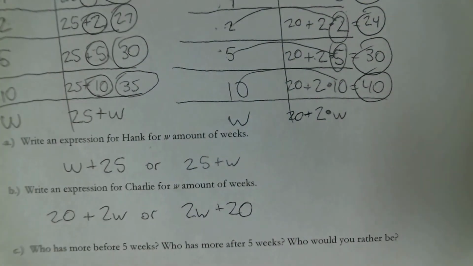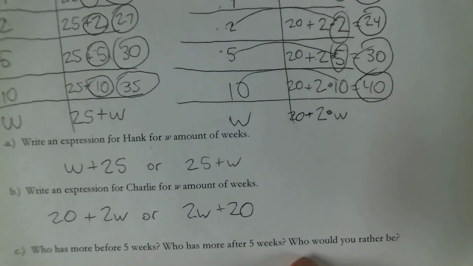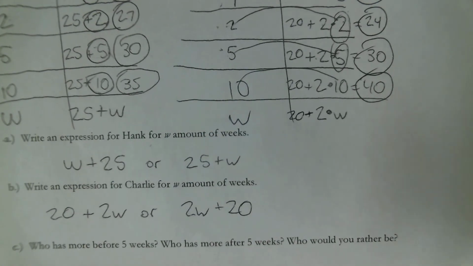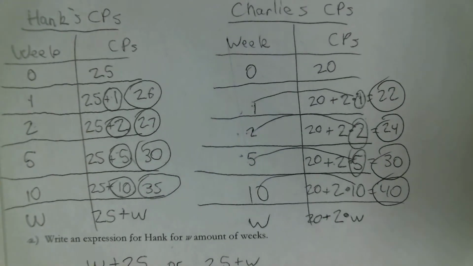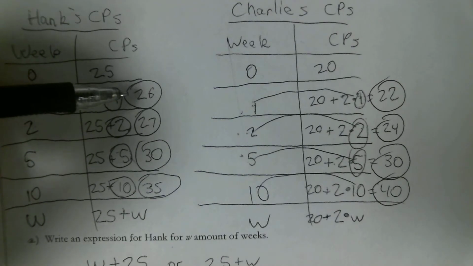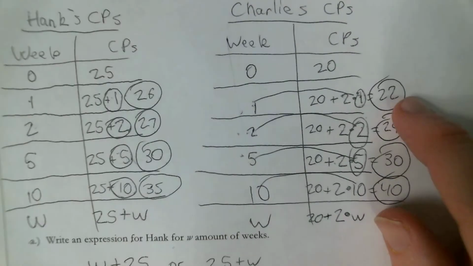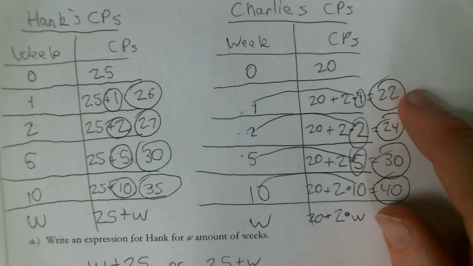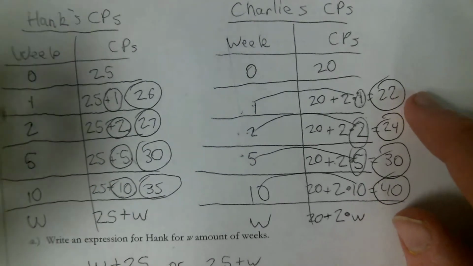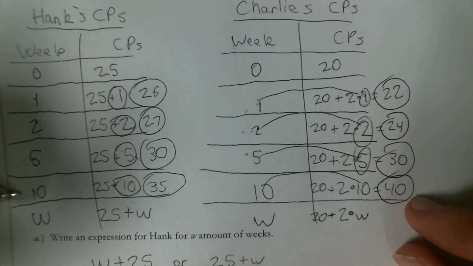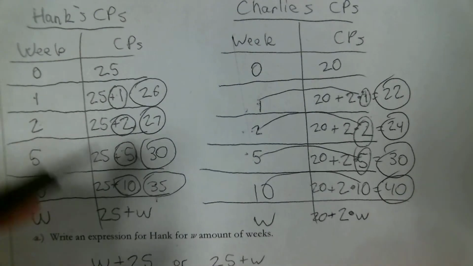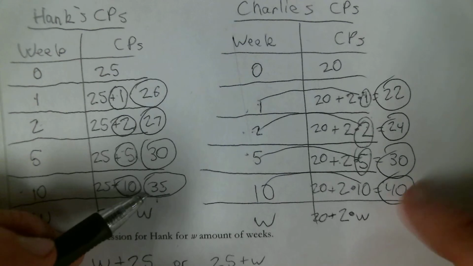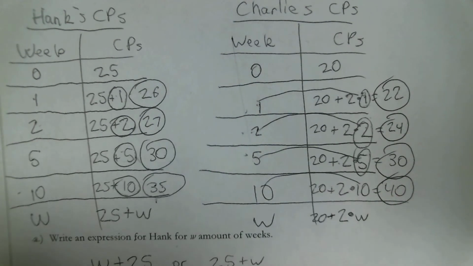So let's see if we can actually compare these two and think about who you would rather be. Which student would you rather be? And if you look, it kind of depends, right? Because look, if you're Hank, you don't want to be Hank in week 1. He's got 26 CPs. But Charlie, he's got 22 CPs in week 1. But then, look, as we get down to week 10, who would you rather be now? Now it changes, right? You'd much rather be Hank, right? Instead of Charlie, because he's got 5 fewer CPs in that week.